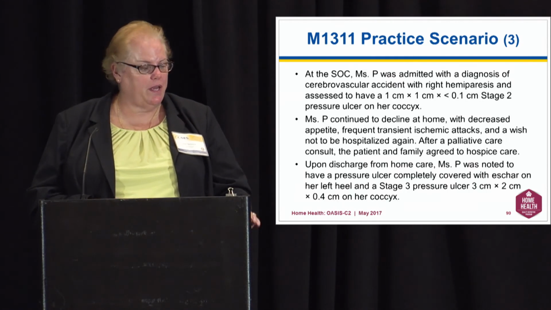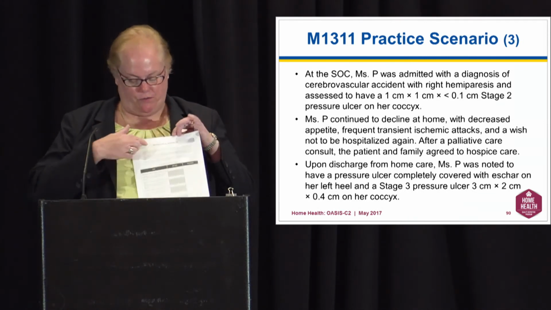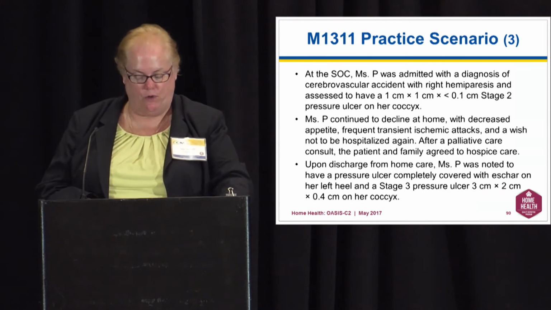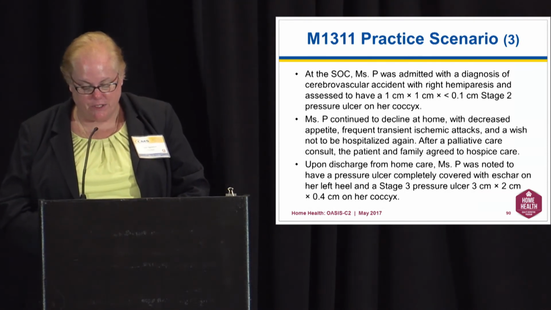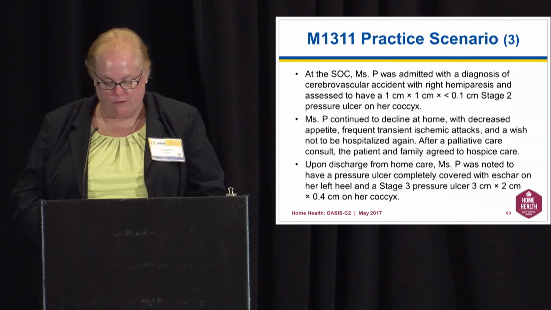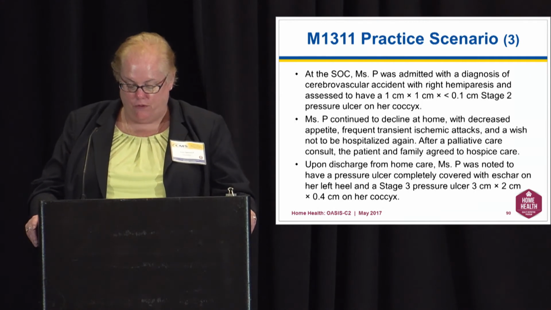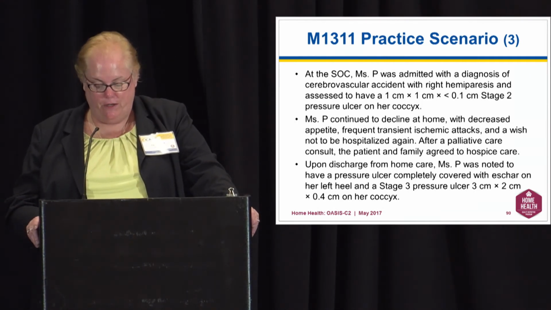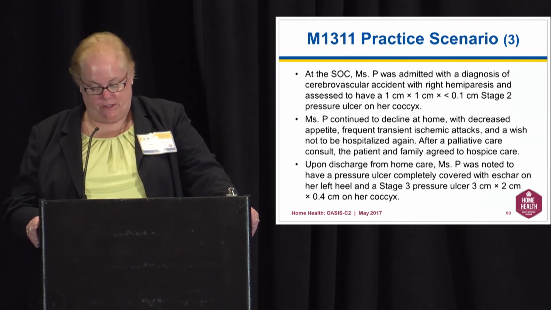All right, so now we have scenario 3. And again, practice scenario 3, the scenario is going to be up top. And then your coding, this one's a little bit more involved. So at the start of care, Mrs. P was admitted with a diagnosis of a cerebrovascular accident, or CVA, with right hemiparesis and assessed to have a 1 centimeter by 1 centimeter by less than 0.1 centimeter stage 2 pressure ulcer on her coccyx.